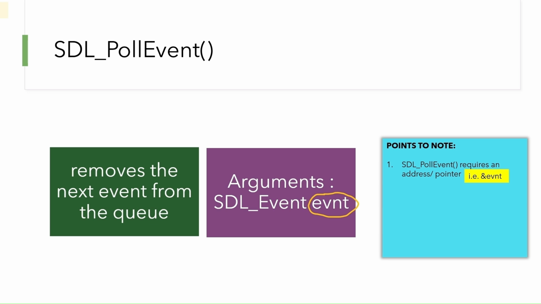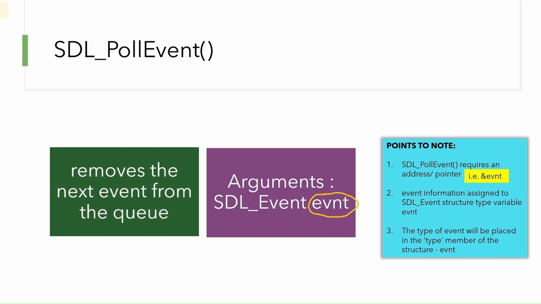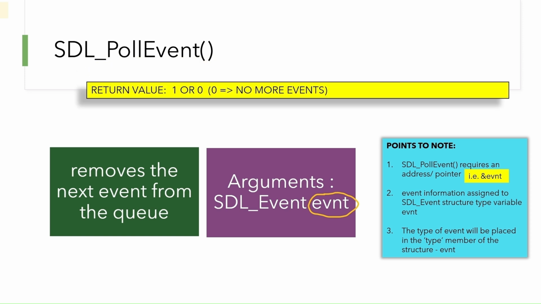The second point to note is that as an event occurs, information about that event is stored in the same SDL event type variable. Note that the SDL event type variable is an empty structure definition, if you will. And so the type of event that has occurred will be stored in the type member of the same structure definition. Talking about return values, SDL poll event will return a 1 when it has pulled an event successfully from the queue. It will return a 0 if there are no more events in the queue.